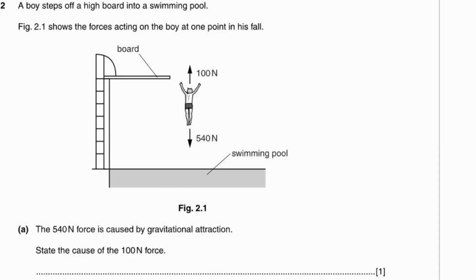Question 2. A boy steps off a high board into a swimming pool. Figure 2.1 shows the forces acting on the boy at one point in his fall. The 540 Newton force is caused by gravitational attraction, so it's this weight.